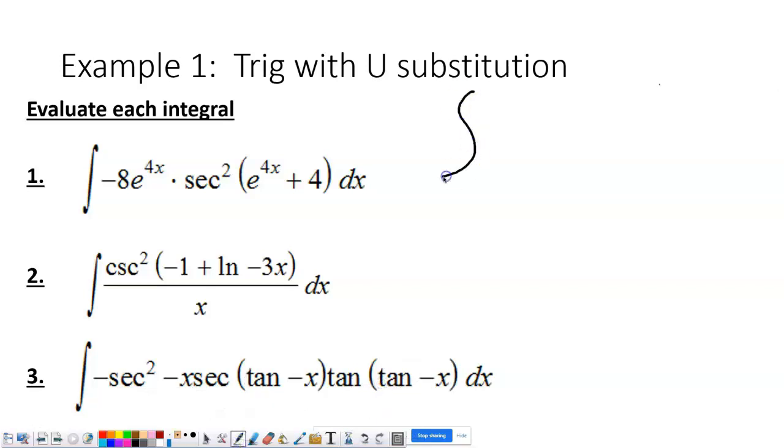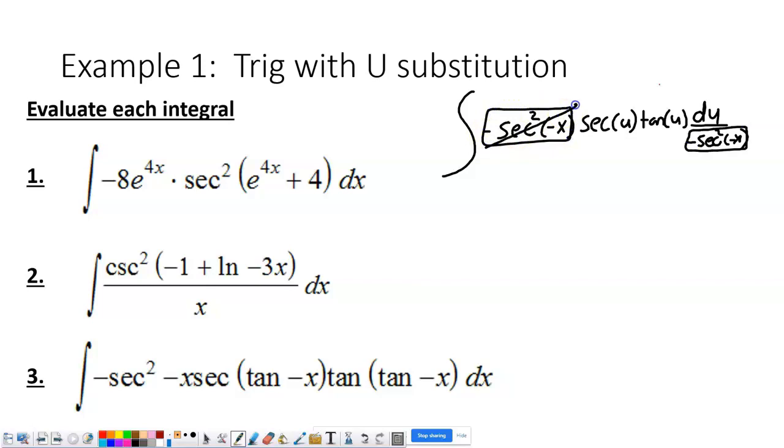Alright, so we had the integral... There it is. Okay, now there's one more x left there, right? But they cancel. Negative secant squared of negative x, negative secant squared of negative x. Those two things completely disappear, and here's what I'm left with.